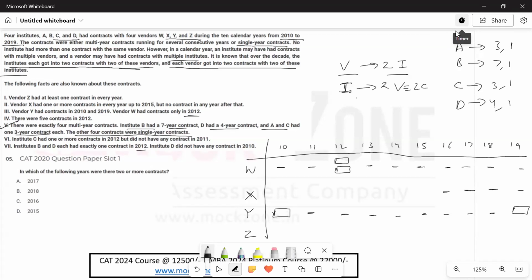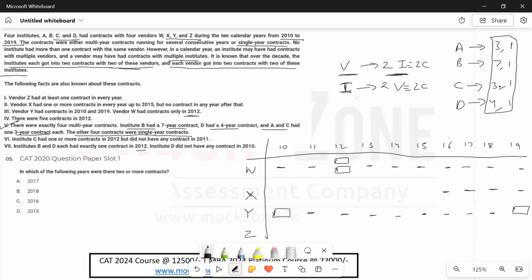Okay, so now from statement 1, it says that vendor Z had at least 1 contract in every year. Now we know that Z can have 2 contracts because every vendor has 2 institutes. Okay, that means 2 contracts. So vendor Z will have 2 contracts. And he has to cover how many years? 10 years, from 1, 2, 3, 4, 5, 6, 7, 8, 9, 10. So what 2 contracts can he have from this length so that he can cover 10 years?